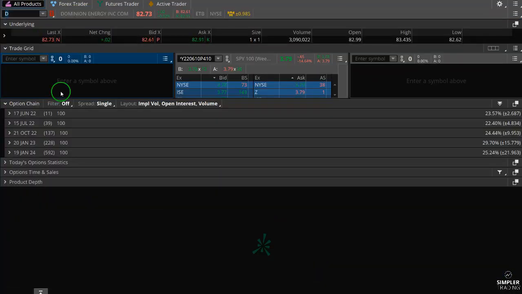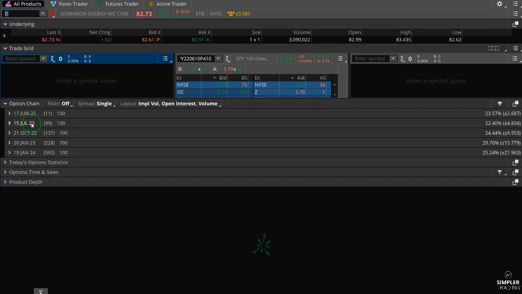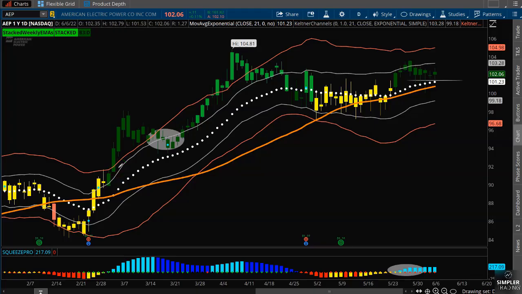So going back to the options chain here, if I'm going to base a trade on a weekly chart, something like July 15th or October 21st, those are my best options here. Going out to January 2024, obviously it's way too much time. Going with the June 17th, which expires in 11 days, does not give that weekly chart enough time to play out and potentially fire the squeeze. So with a weekly chart, we usually go with as much time till expiration as possible, but we're trying to strike a balance here. Like I mentioned back there in the slides, I really think 6 to 8 weeks on the weekly charts is a good balance.